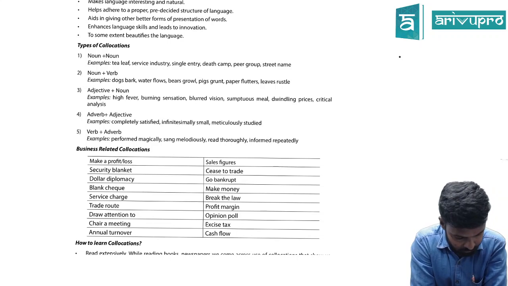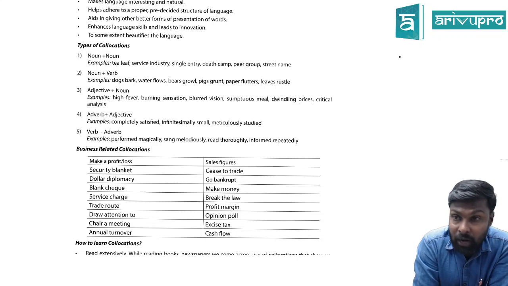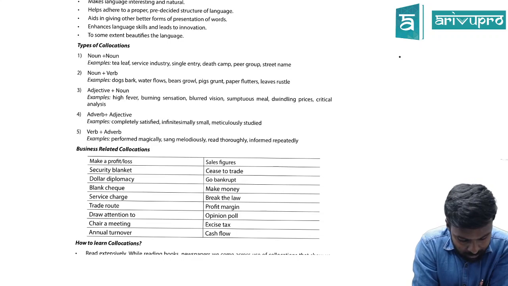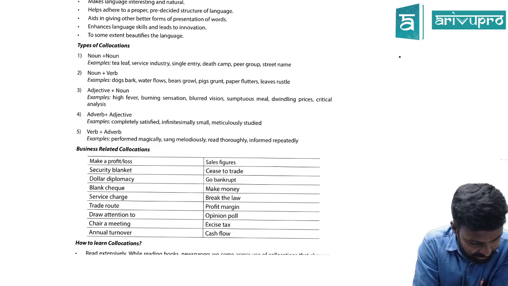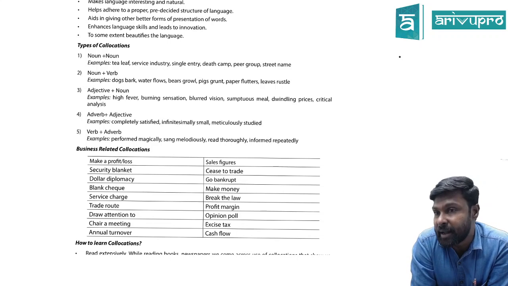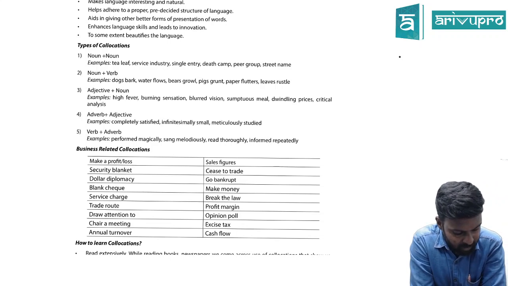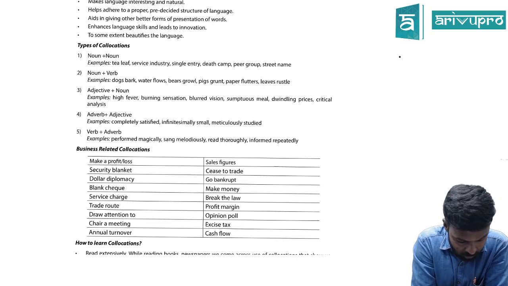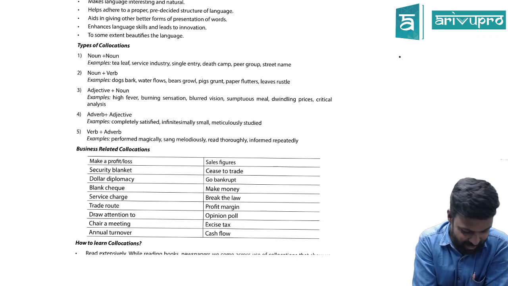Next one. Adjective plus noun. High fever. High is the adjective there. Burning sensation. Burning is the adjective there. Blurred vision. Sumptuous meal. Dwindling prices. Dwindling meaning what? Fluctuating. Very good. Critical analysis. So all these are adjectives. Adverb plus adjective. Completely satisfied. Meticulously studied. Thoroughly destroyed. All these are examples. Verb plus adverb. Performed magically. Sang melodiously. Read thoroughly. Informed repeatedly. Any other example? Caught repeatedly in the examination copying. Right? So these are examples.